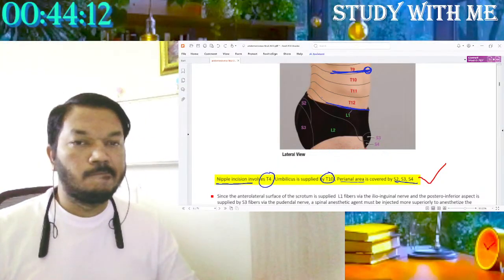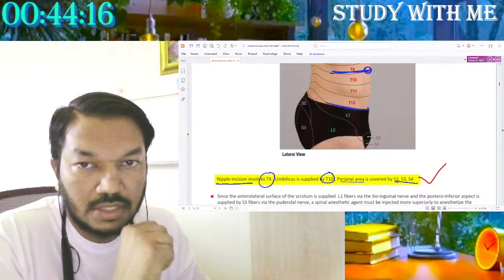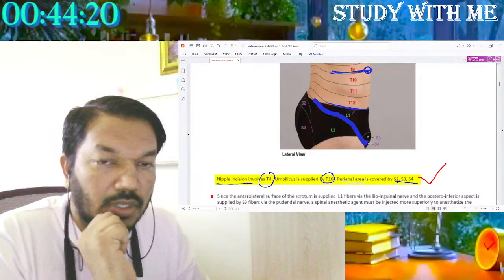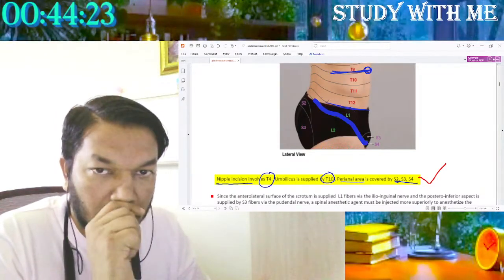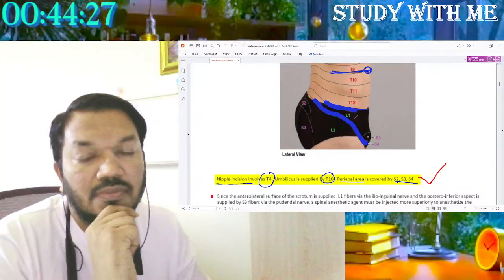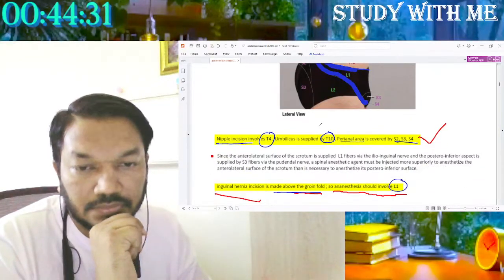Yeah, because it should see the L1 distribution. It is doing in this pattern. So if we want to do some surgery here, this part also should be numb. Otherwise, patient will feel pain. But no need to go beyond this level.